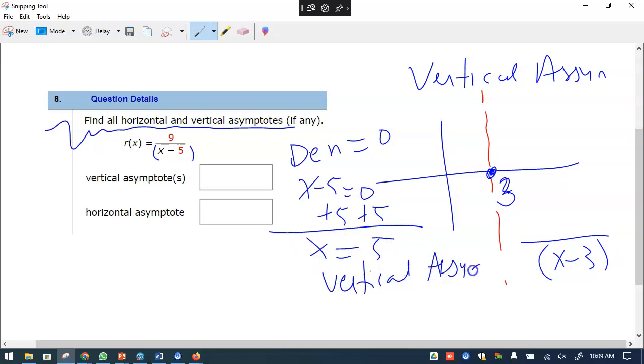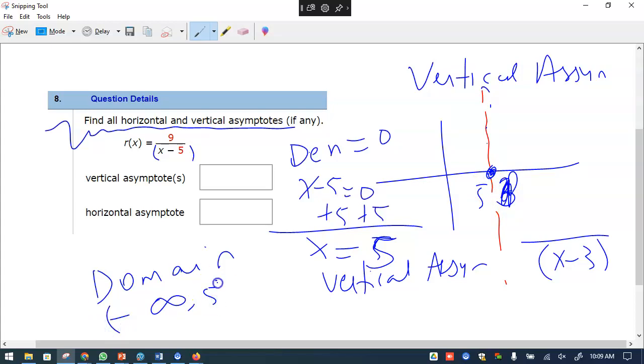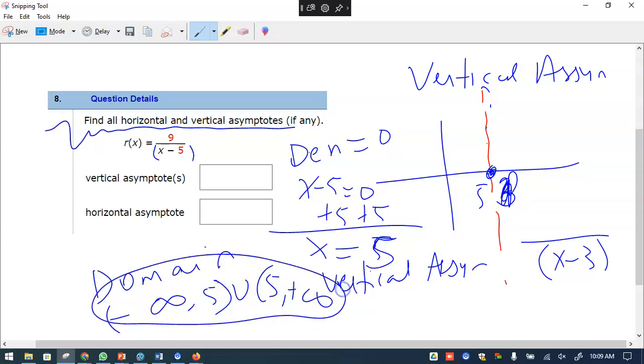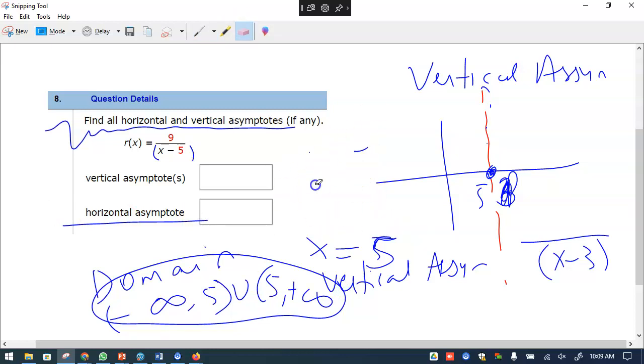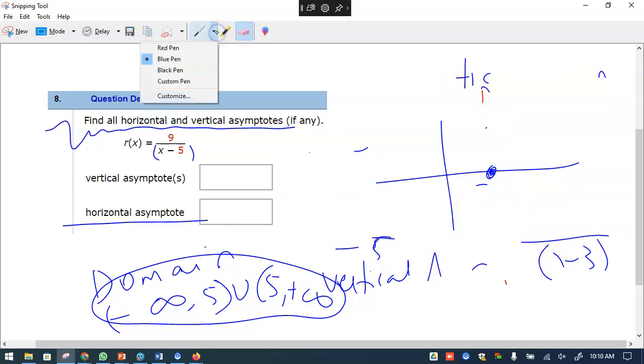And remember, there is a domain also. Now, if the question is asked, though they did not ask here, the domain is from minus infinity, you see at 5 there is a dotted line. So let's say this is 5. So it is undefined at 5. So you put from minus infinity until 5 and then union, and again 5 to plus infinity. This is the domain here. And then the question is, what is the horizontal asymptote? How do you know where the graph approaches a certain horizontal line? So that means there will be some horizontal line. Is there one here, or is it this one?